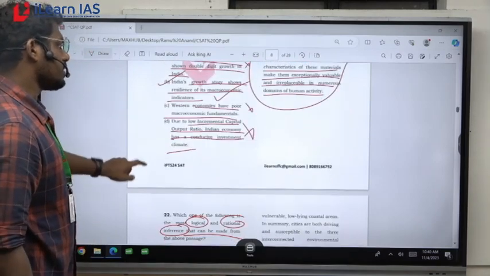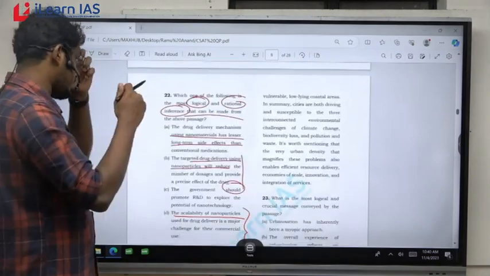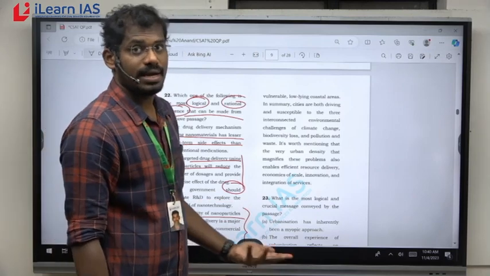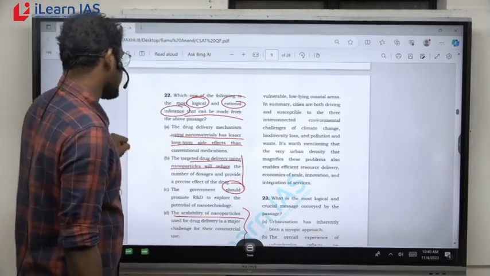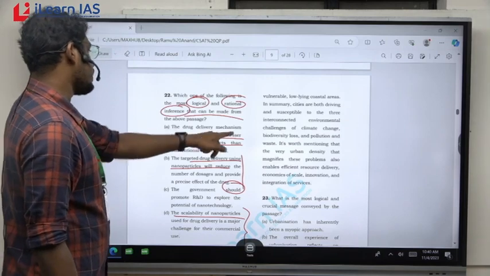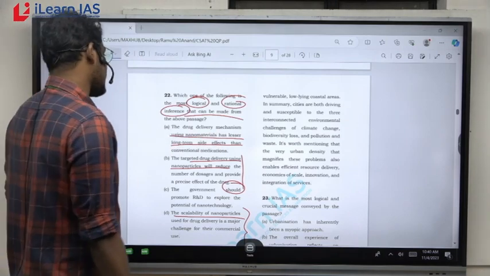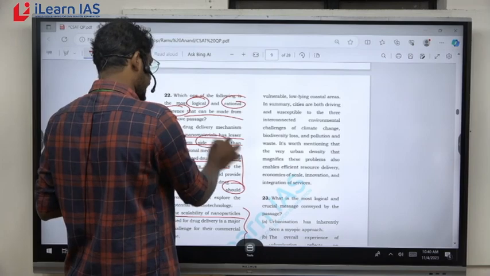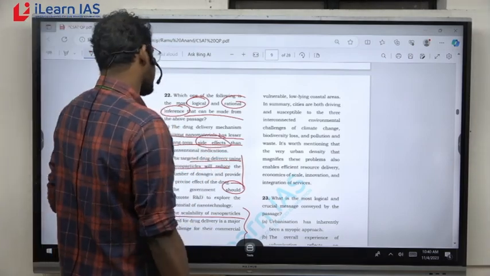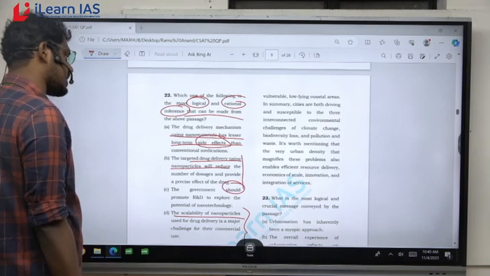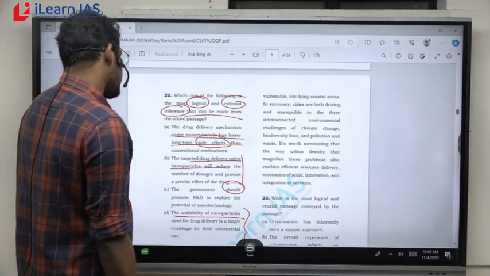So it is clear that the passage deals with positive aspects or applications of nanotechnology and in drugs. So, the drug delivery mechanism using nanoparticles has lesser long-term side effect. It doesn't mention anything about the side effect. The targeted drug delivery using nanoparticles will reduce the number of dosages and provide more precise effect of the drug.